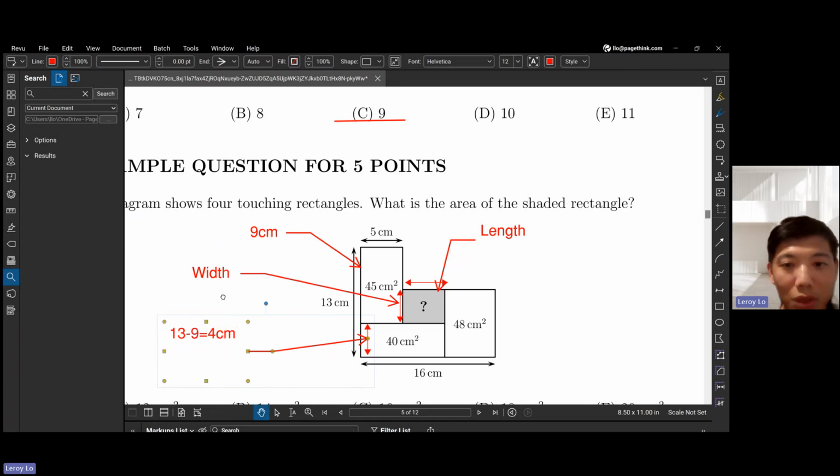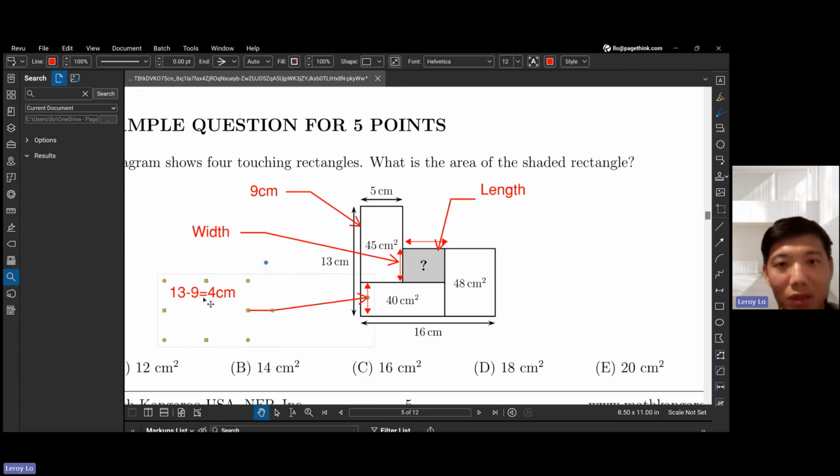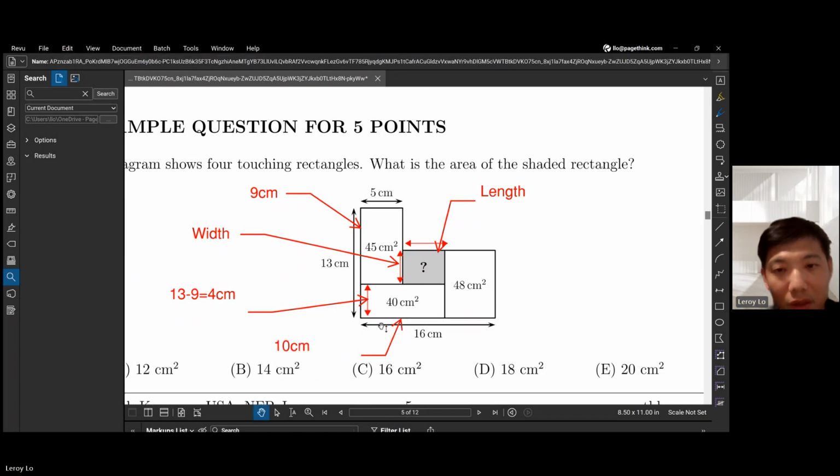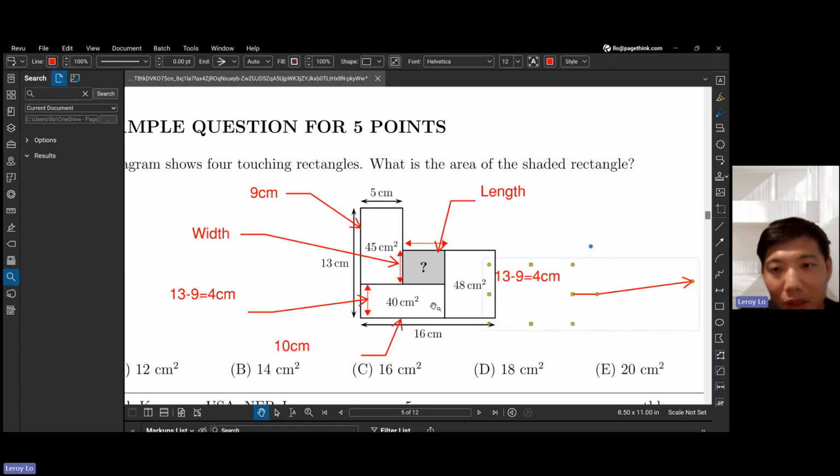Okay, good job, guys. And moving on to next. So once you know that's 40, and this is 4, you know 4 times 10 will give you 40. So we know this is a 10. Okay, good job, guys. So this is 16, right? And then we try to find out the distance here. So the distance will be 16 minus the number we just got, which is 10, and that will give you 6 centimeters.